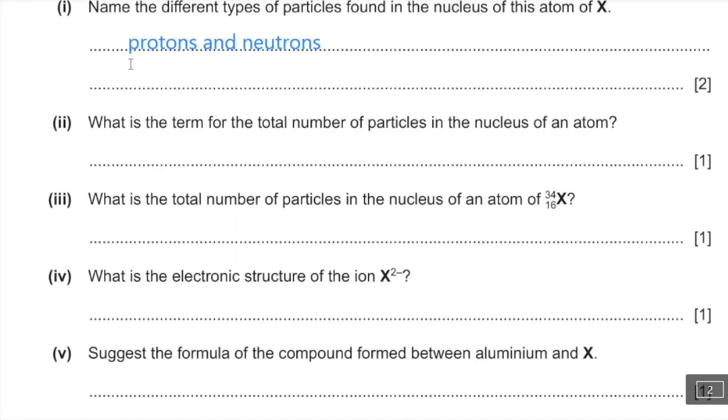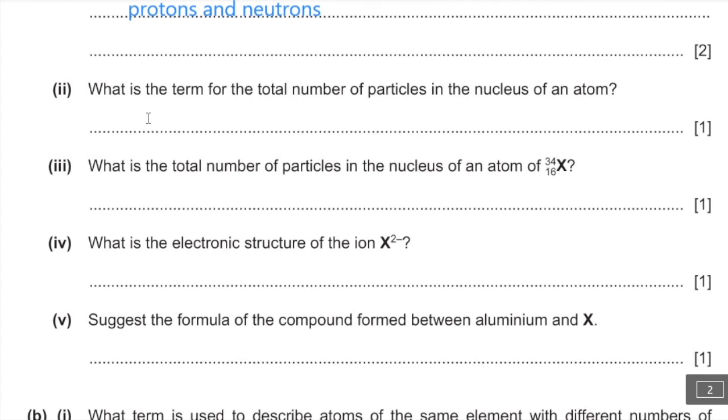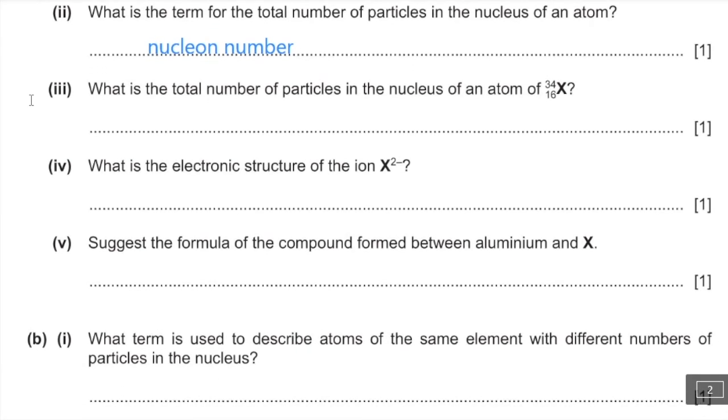Two, what is the term for the total number of particles in the nucleus of an atom, which is the nucleon number, that is the sum of number of protons and neutrons. Three, what is the total number of particles in the nucleus of an atom of 34 and 16 of X. So the total number of particles in the nucleus is basically again the mass number or the relative atomic mass, which is represented over here by 34.